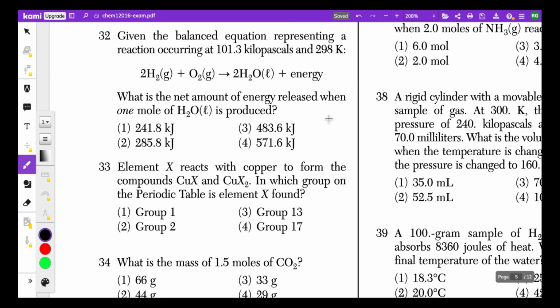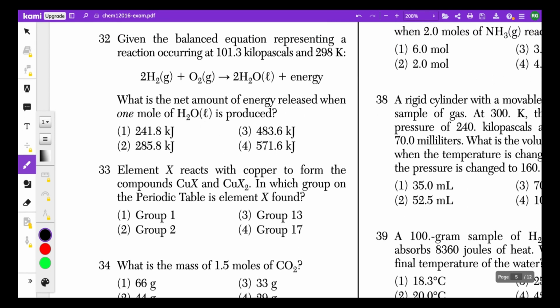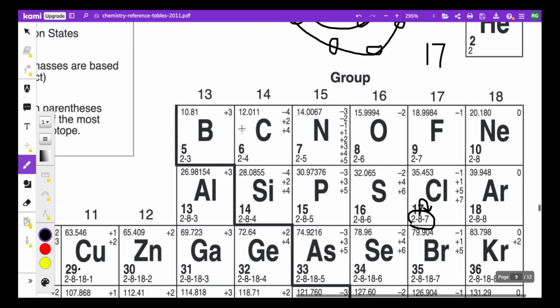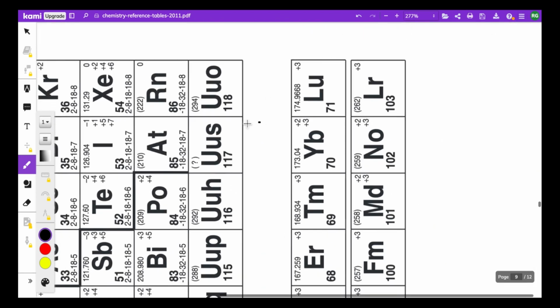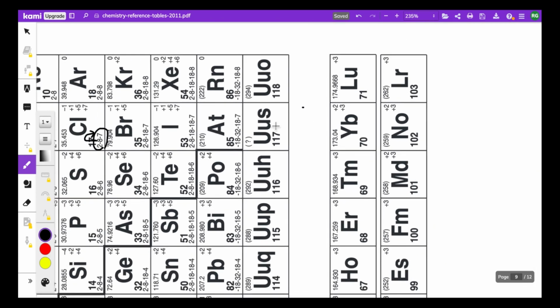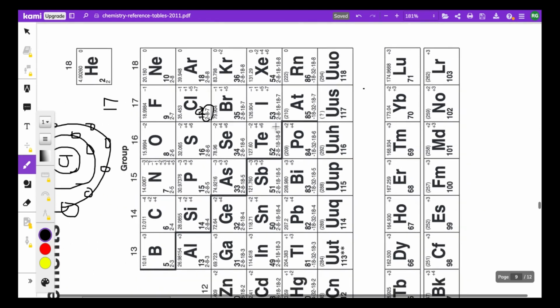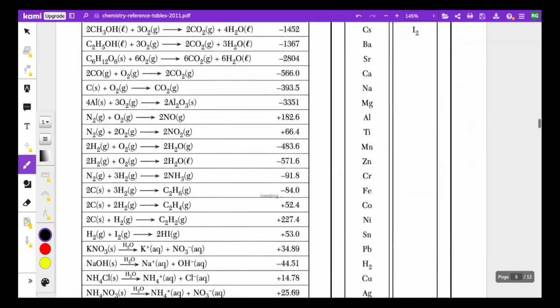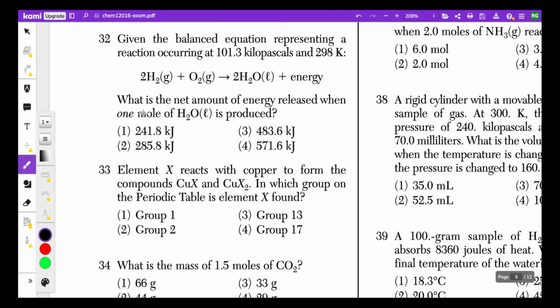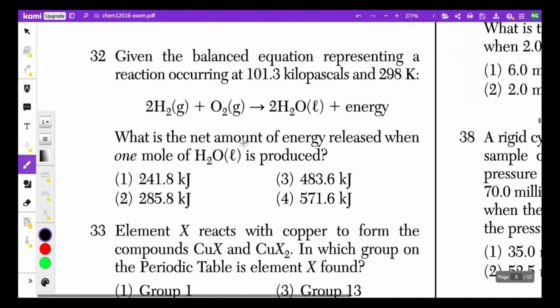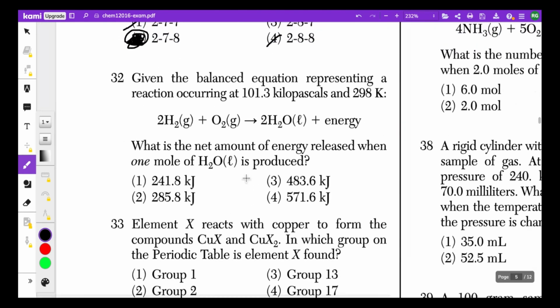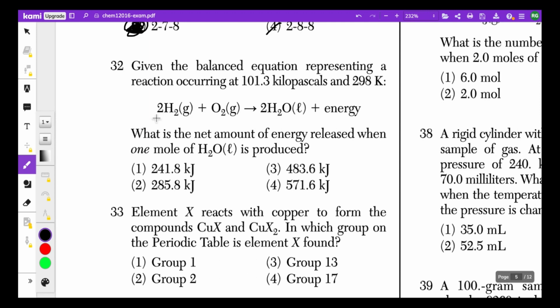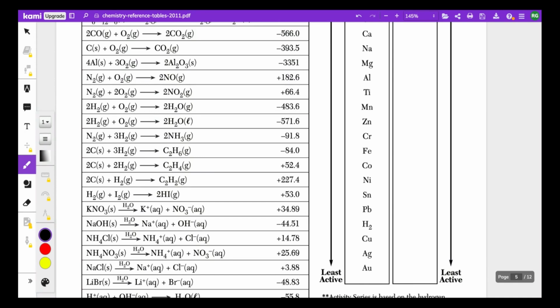Okay, so you're actually going to have to use table I for this problem. I'm just going to scroll up. Now, what is the net amount of energy released when 1 mole of H2O liquid is produced? Let's take a look at this reaction and see if we can find it somewhere. Oh, we found it. Boom.